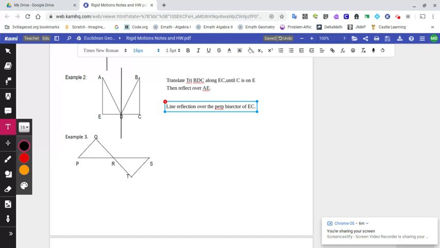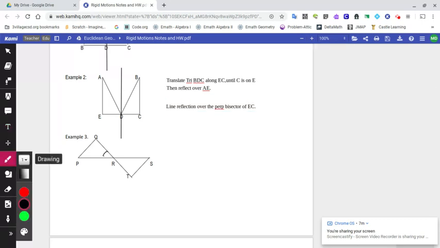But the key here is to be specific as to how far you're translating something, and which line you're reflecting it over. Also, make sure that corresponding vertices actually lie on top of each other. If you look at number 3, when we proved these two triangles congruent, you might remember it was this angle and that angle. These two things bisected each other, right? So that line on top of that and this line on top of that. So how am I going to get all of those parts to lie on top of each other?